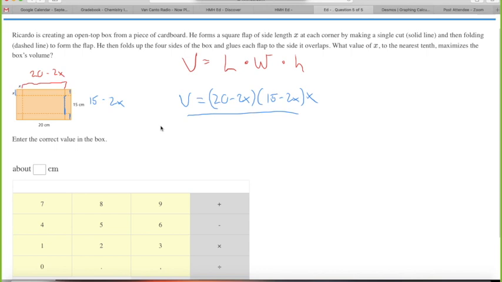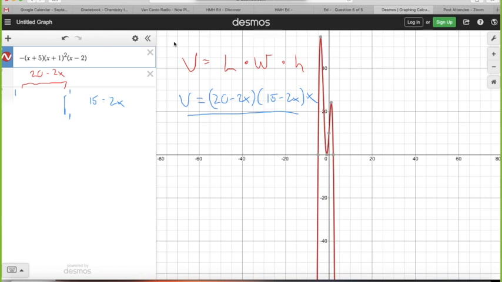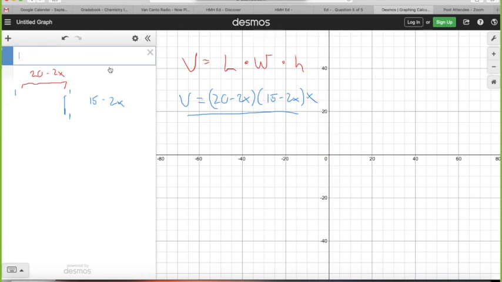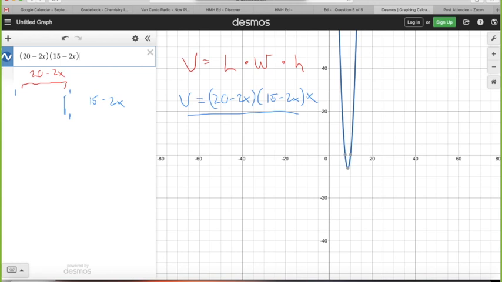In calculus, you will learn how to find the maximum by using math. We are not in calculus, so we are going to use a graphing calculator. So we'll come over here, and we're just going to enter this in. 20 minus 2x. I love this program because as I enter it in, it shows me how the graph is changing, which I think is kind of cool. 2x and then x.